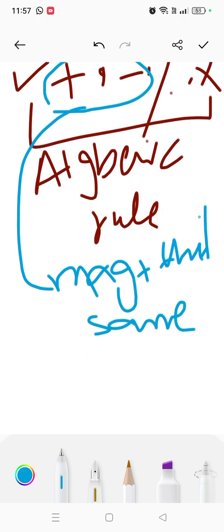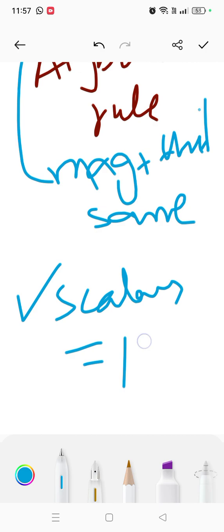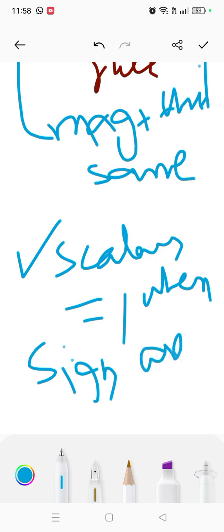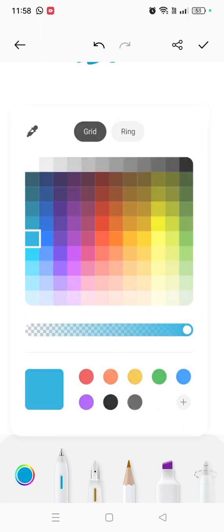Okay, and scalars are equal when their magnitude and signs are same. Scalars become equal when signs are same. So I'm sure it's clear to you. This was about scalar. We are going with vector now.